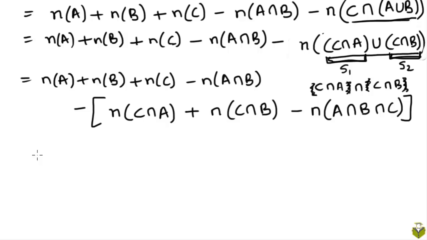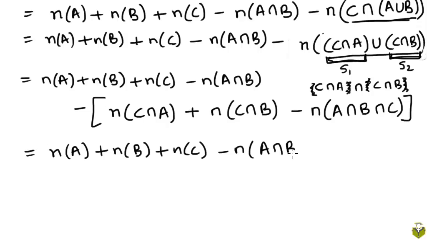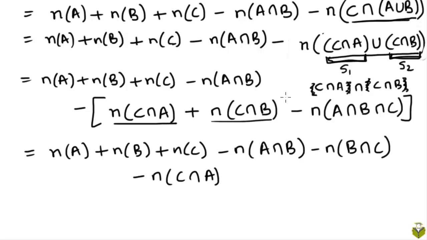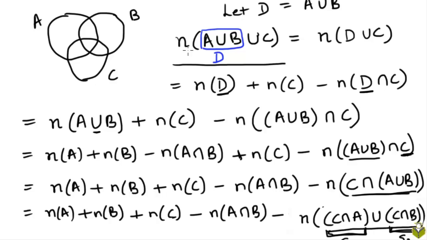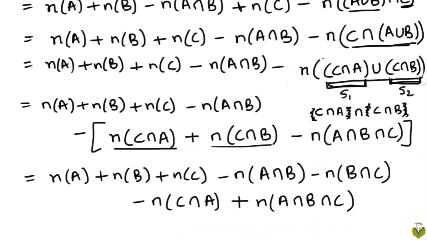So now we can open this bracket. Let me first write this term. This is minus the number of elements in C intersected with B, which I can write as B intersection C. Then let me write this term, minus the number of elements in C intersection A. This minus and this minus make it plus. The last term would be the number of elements in A intersection B intersection C. So now we have an expression for the number of elements in A union B union C exclusively in terms of the individual sets A, B and C and their mutual intersections.